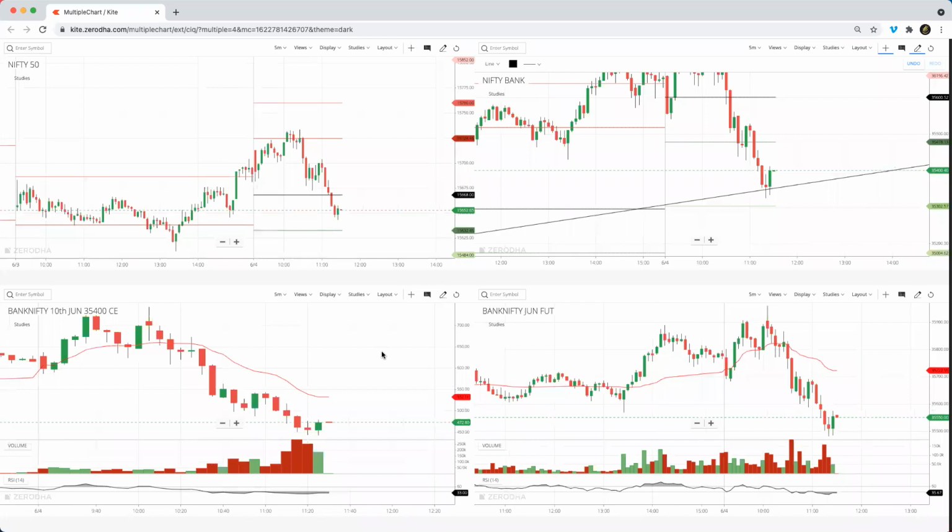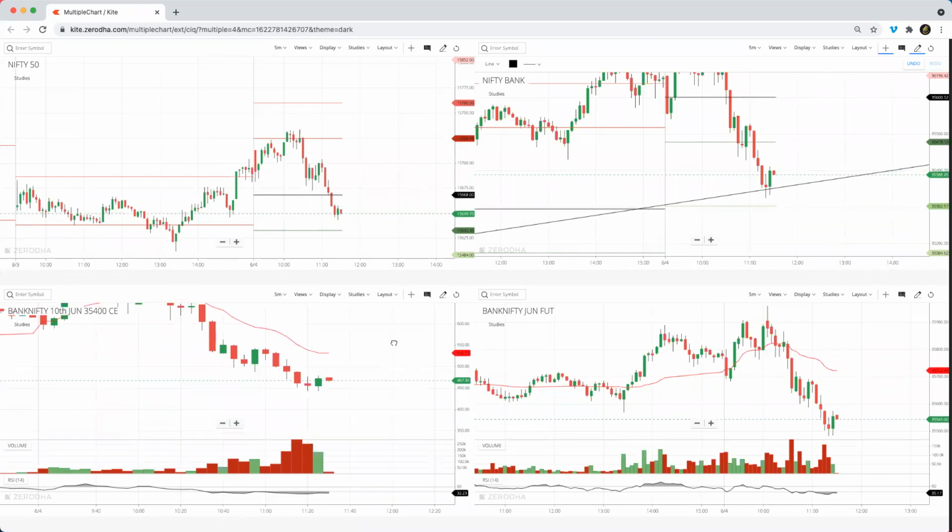On the 35,400 call option, there is not much writing, there is nothing happening over here. So the 35,400 call option is being watched. If I am to take a buy over here, then my stop loss, as I mentioned, would be at the swing low. Based on delta, you can calculate your stop loss, or else you could look at the premium chart and then decide for yourself.